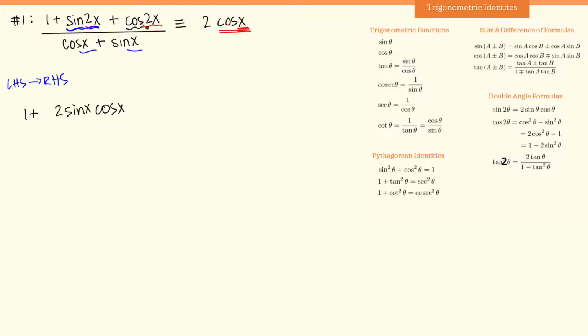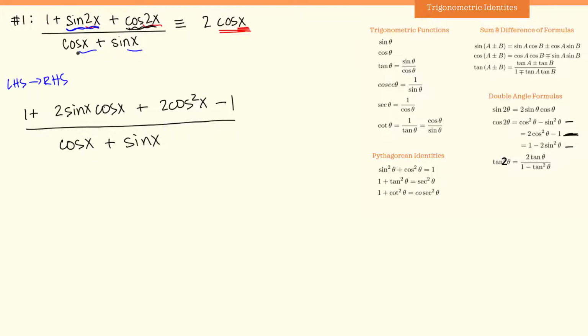And in place of cosine of 2x, I have three options. I can use this formula, or this formula. Notice on the right hand side, I have cosine of x. So if we are proving the left hand side into the right hand side, in the numerator on the left hand side, I need to have a cosine function. And out of these three formulas, I have only one formula that has only cosine in it, which is the second one. So in place of cosine of 2x, I'll write 2 cosine square x minus 1, divided by cosine x plus sine x.